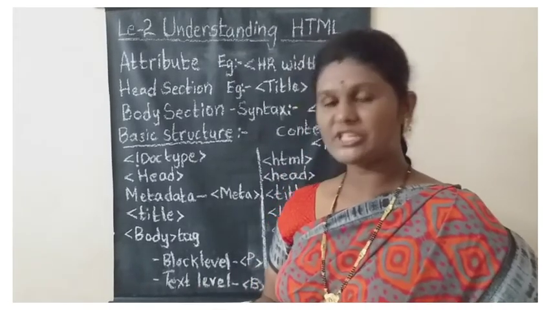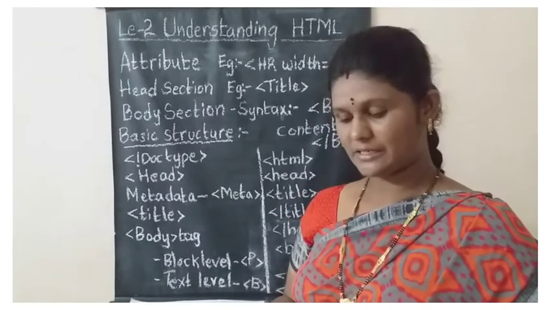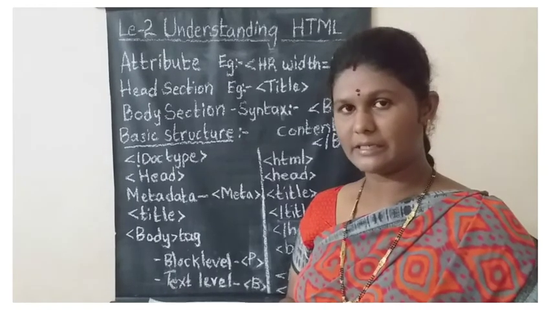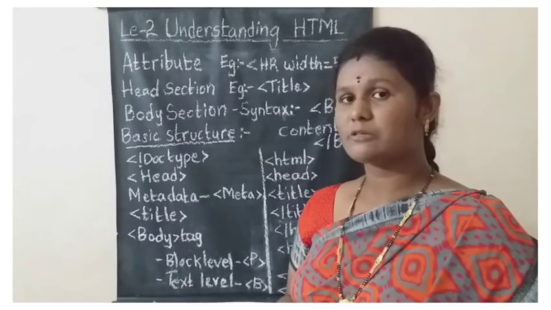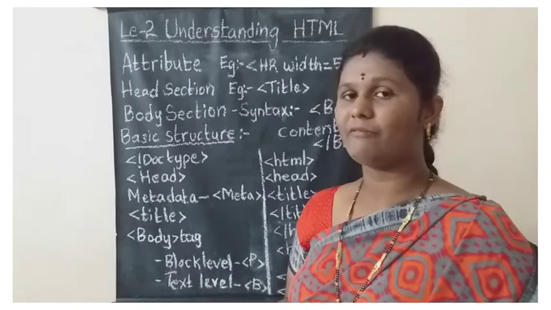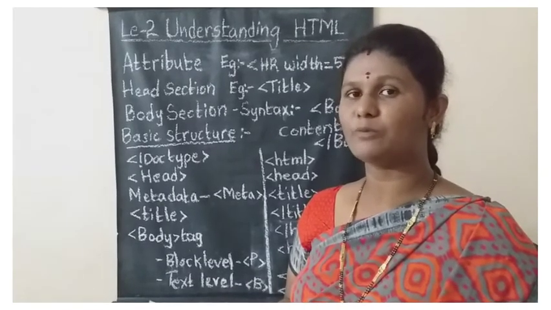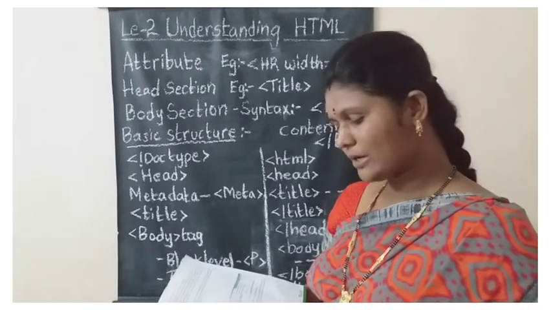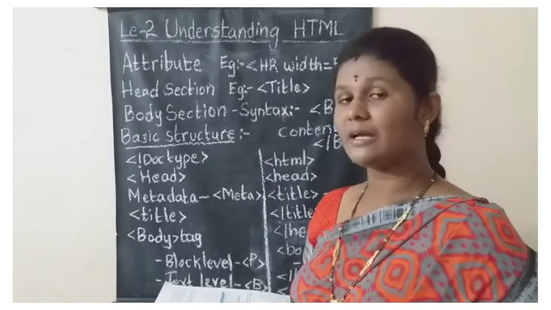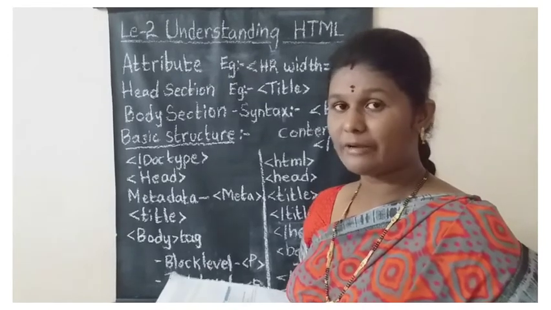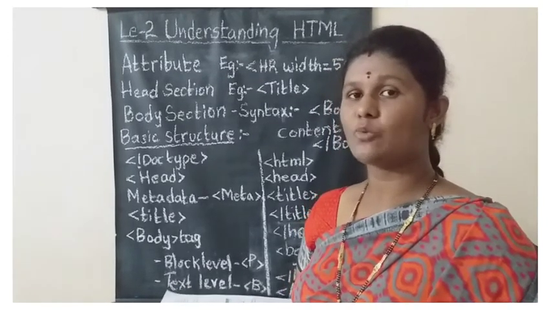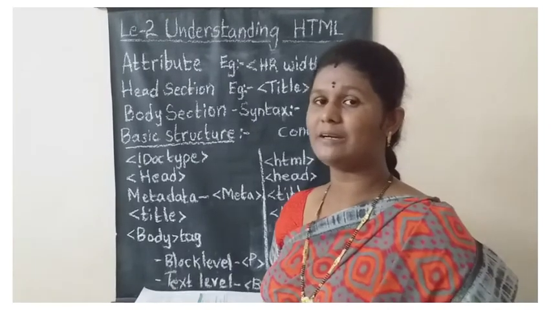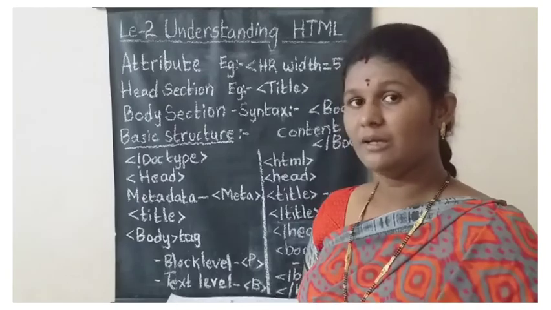Next part, HTML document structure. As I said, the head section and the body section. The head section contains the title. Title means it will display whatever title you have given in the web browser title bar. Next, come to the body section. This body section is the largest part in the HTML document. Whatever content, whatever tags, whatever attributes you want to give, all parts of the content you will give in the body tag.